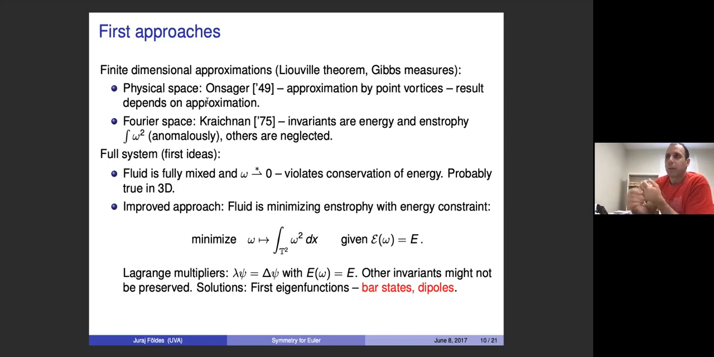Now, there is a different approach by Kraichnan, where you discretize in the Fourier space. It means that you take only finitely many frequencies, cut all the high frequencies, and then form some theory for this finite dimensional dynamical system by the Liouville theorem, and then pass to the limit. This is a little bit better approach, and the invariants for Kraichnan are going to be the energy, as we expect, and also the entropy, which is the integral of omega squared. Remember, this is one of the Casimir invariants.